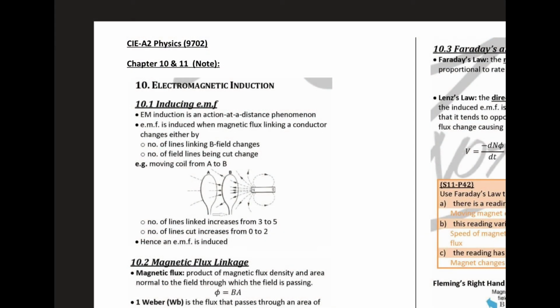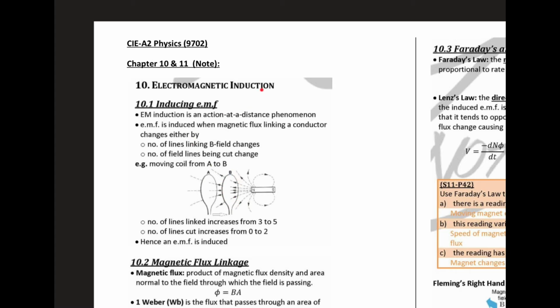So this chapter 10 is electromagnetic induction. Electromagnetic induction is where they use a magnet together with a conductor. The conductor has no current initially. So they move the magnet into the conductor. Then at the end, the current is produced.